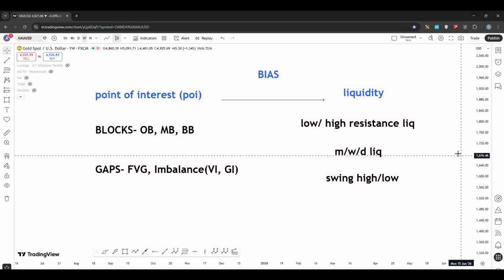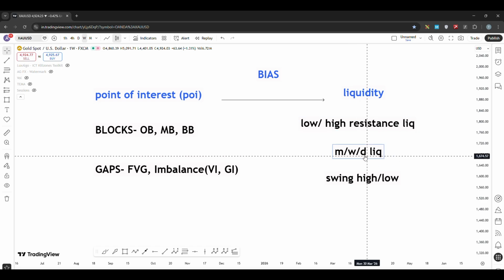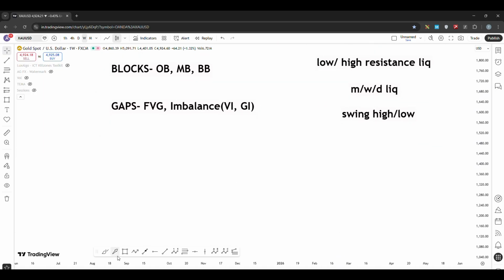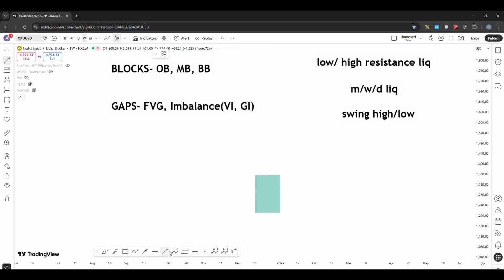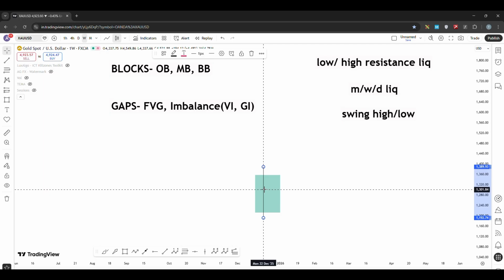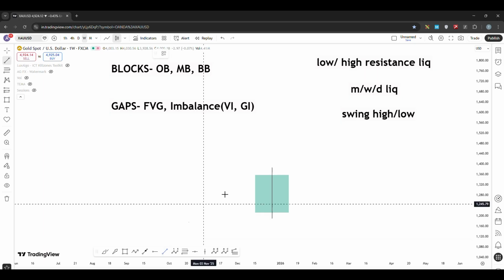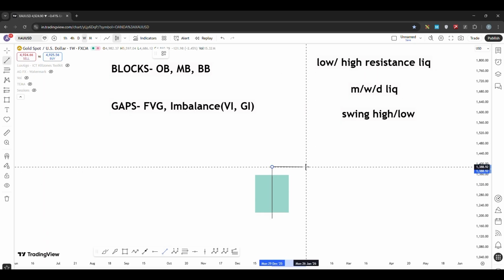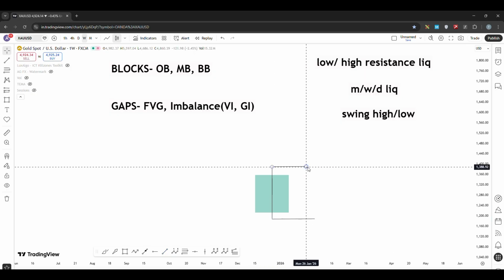What is liquidity? So here we have low and high resistance liquidity. We'll talk about it in a later video. And now let's talk about the most common types of liquidity. Basically, let's say we have a green candle like this, and a wick like this. So we have a candle, the high of the candle, and the low of the candle. Now these highs and lows are called liquidity.